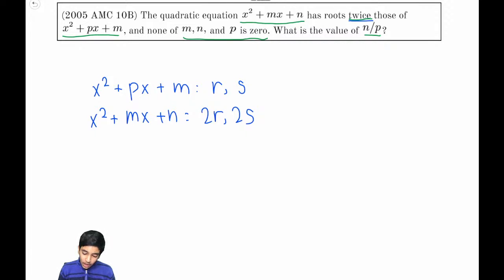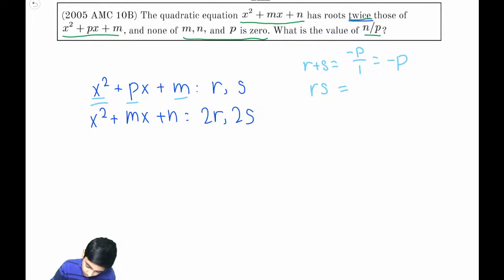So now, again, we can use Vieta's because we see these terms here. We want to relate r and s to the quadratic. So we have r plus s equal to negative p divided by 1, so negative p divided by the coefficient of x squared, or 1, which is negative p. And we have rs equal to m divided by 1, which is just m.